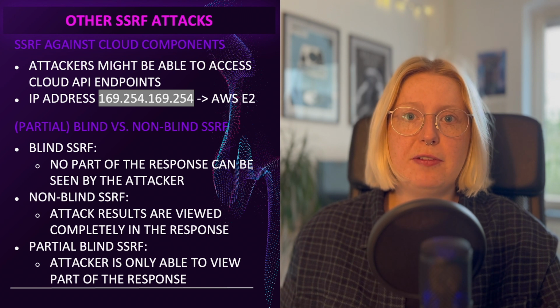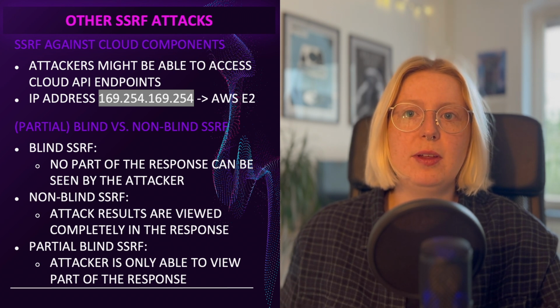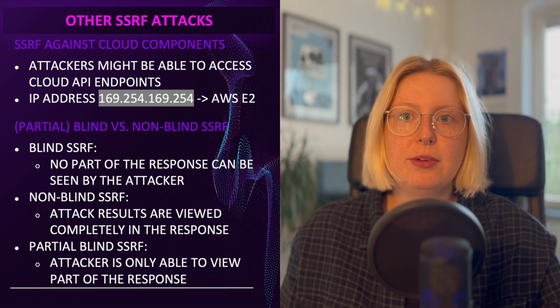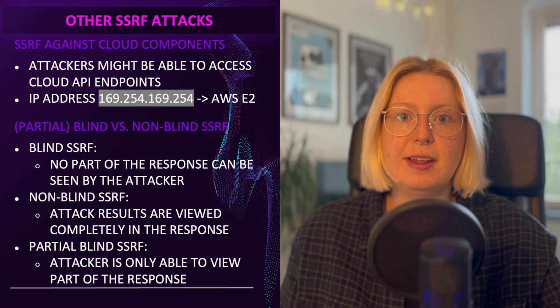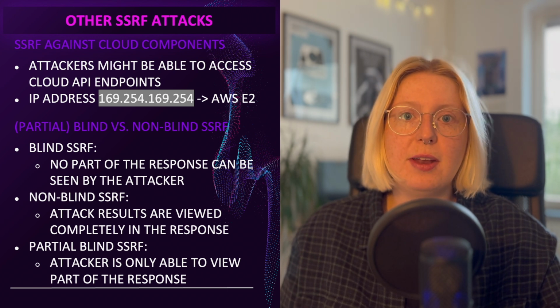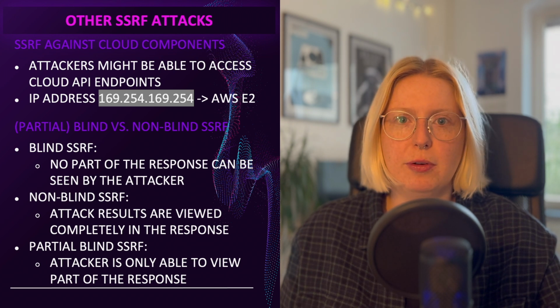For an SSRF attack, it is also important to distinguish between blind, partial blind, and non-blind SSRF attacks. In case of a blind SSRF attack, the attacker is not able to see any part of the response to their malicious request. On the other hand, a non-blind SSRF attack results in the response being viewed completely by the attacker. Between those two extremes lies the partial blind SSRF attack, in which the attacker is able to view a part of the response, for example in form of a status code or a specific part of the response.